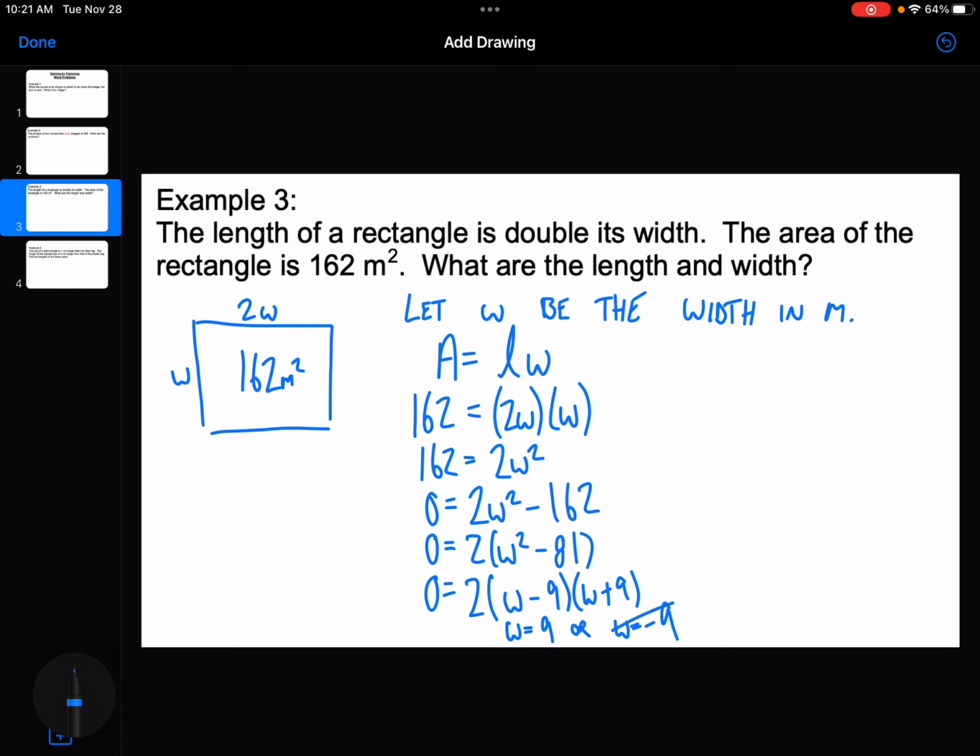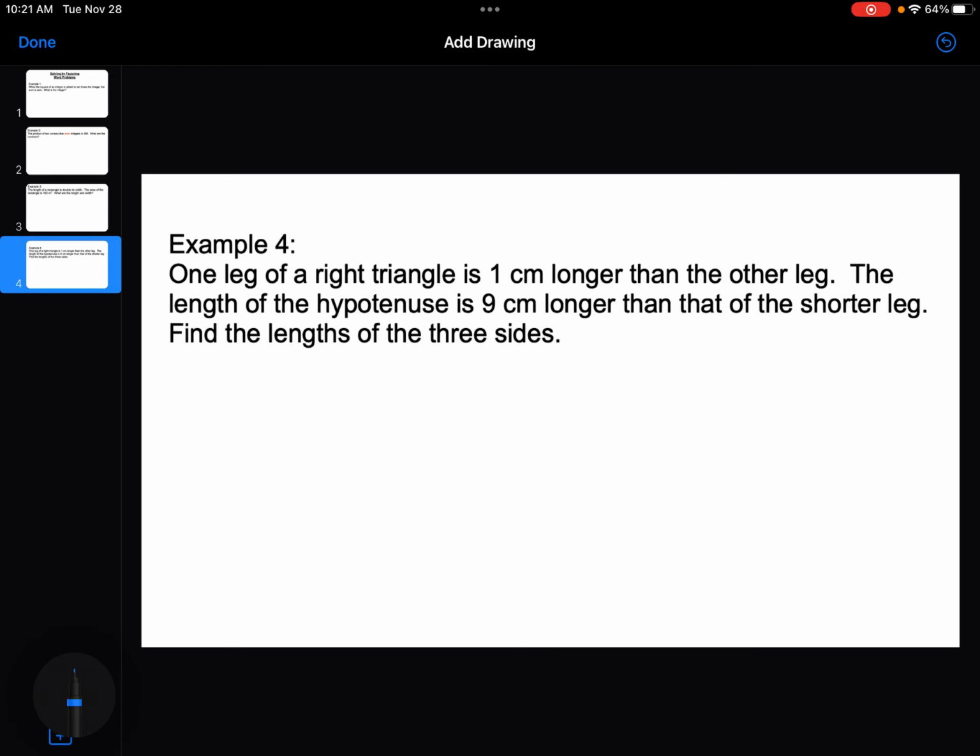But negative 9 can never work because we can't have a negative length. So therefore, the width is 9 meters and the length is 18 meters. It's double our width. You just have to make sure that you establish that that negative 9 can't work. This is NA. It's not applicable. You can't have a negative length.